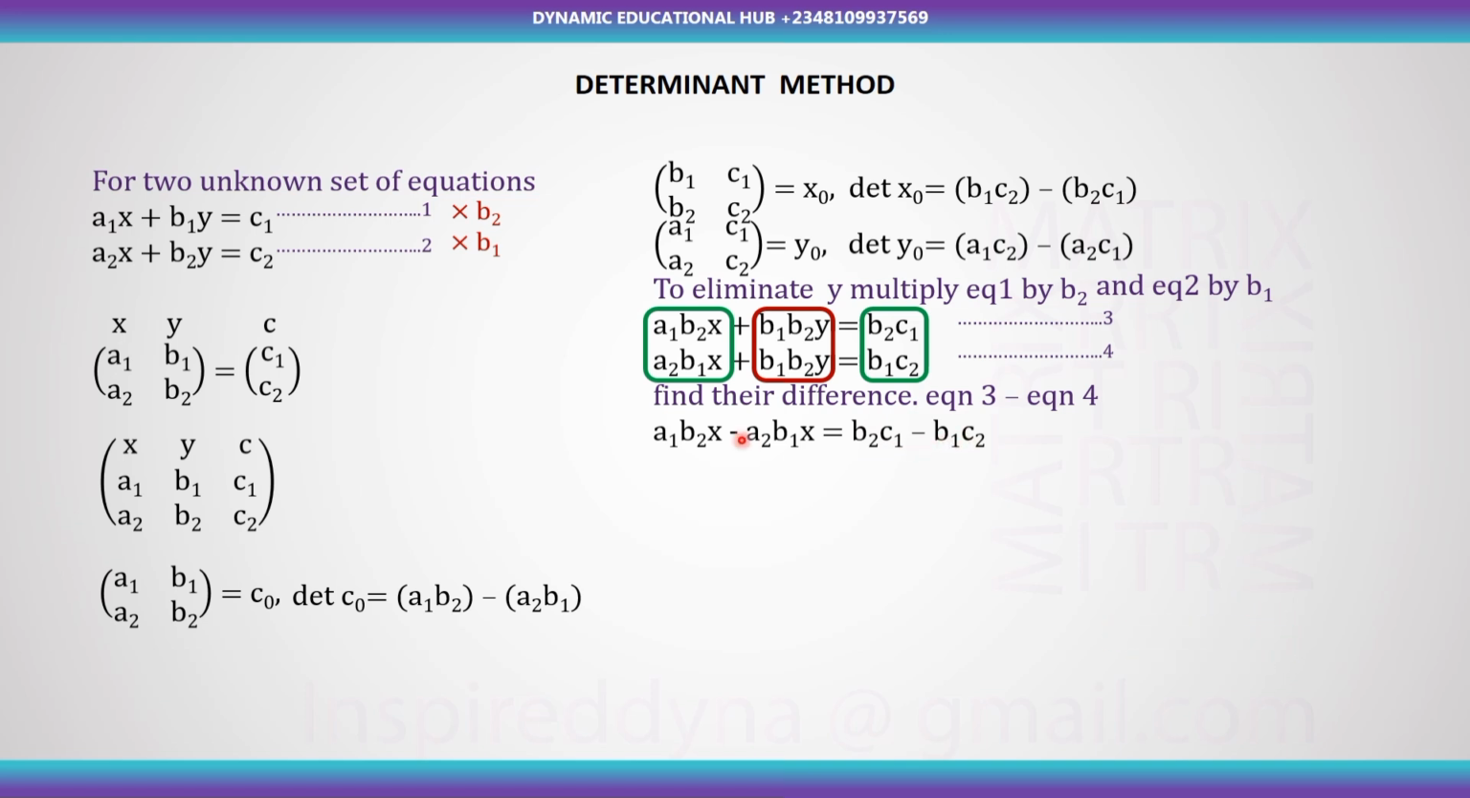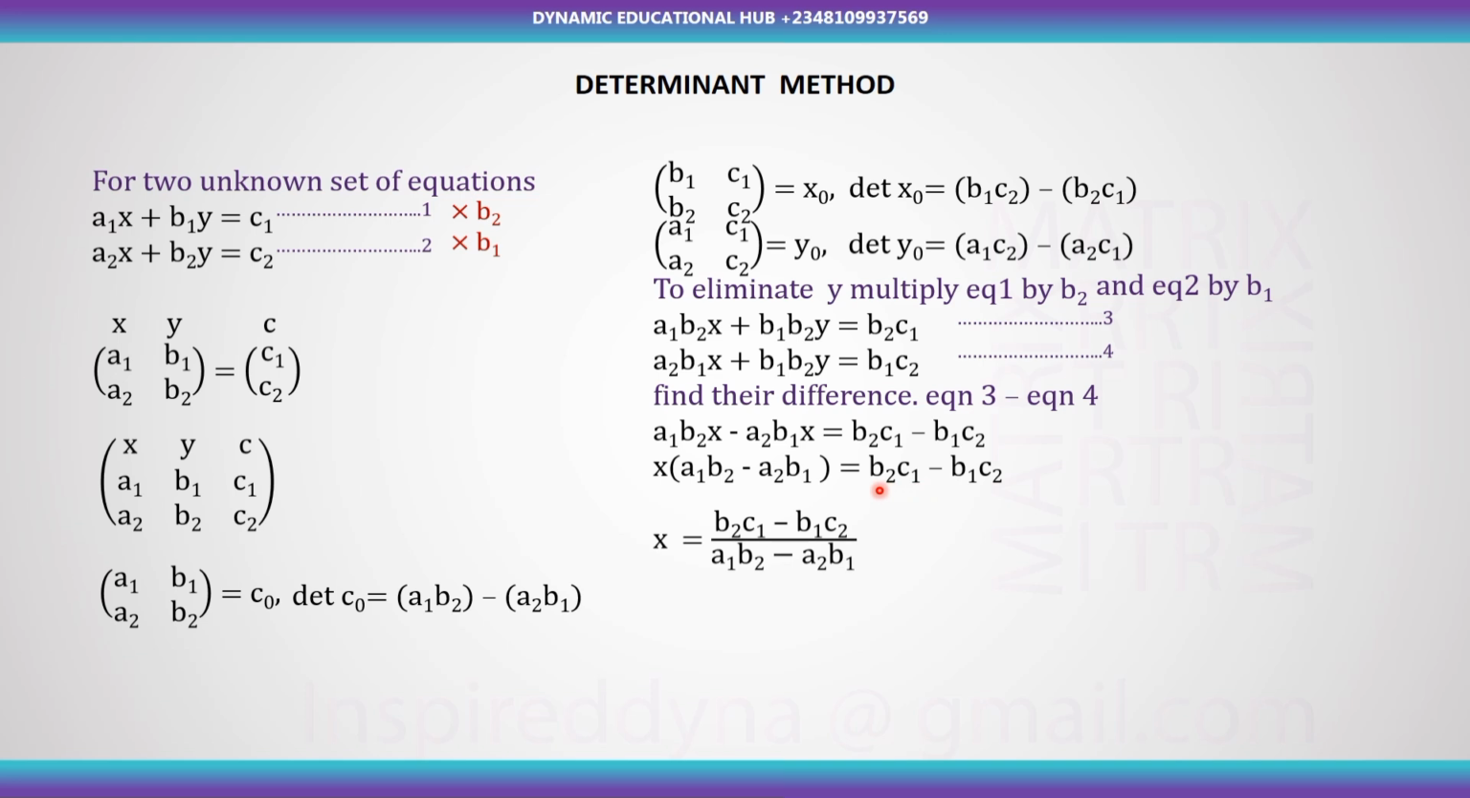Since we want to make x the subject of this, so we want to find the value of x in terms of a, b, and c. So we can factorize x here. Bring out your x on the left hand side. So we'll be left with a1 b2 minus a2 b1, and is equals to this guy over here.